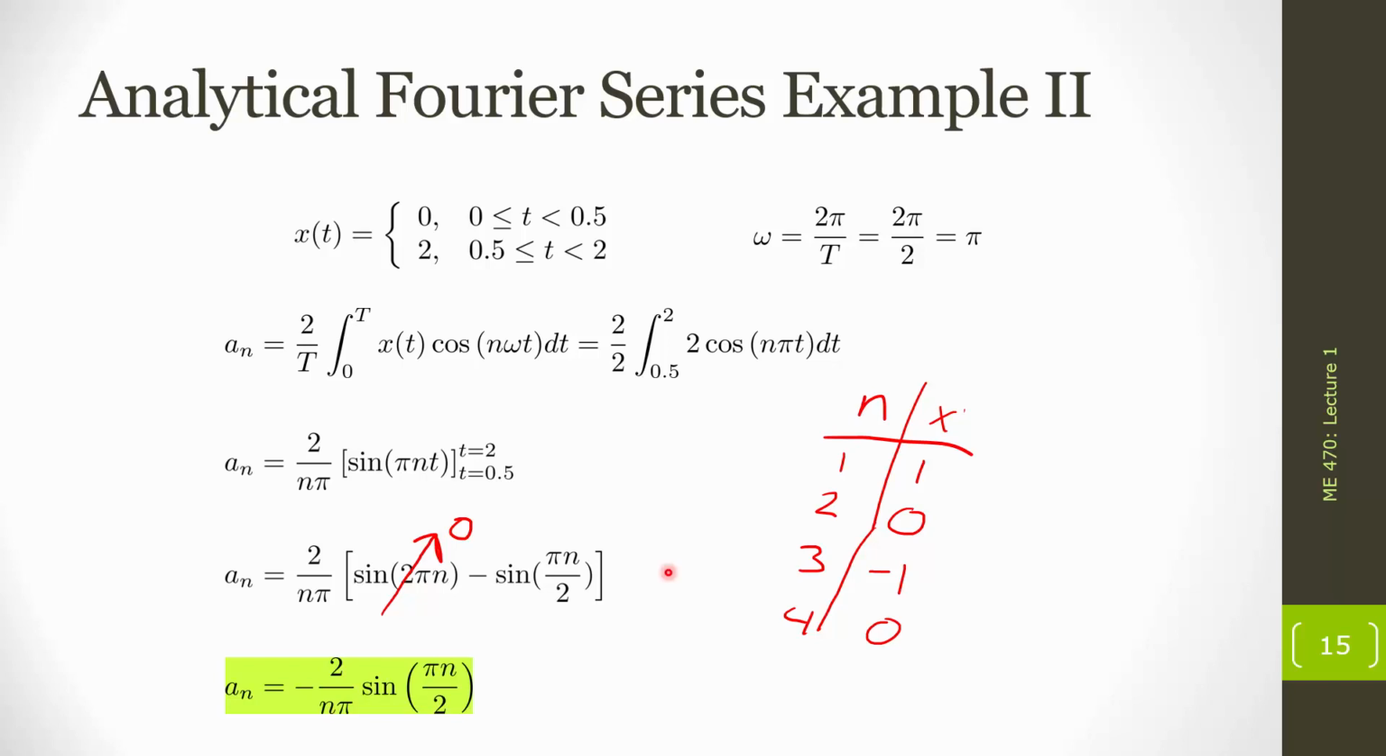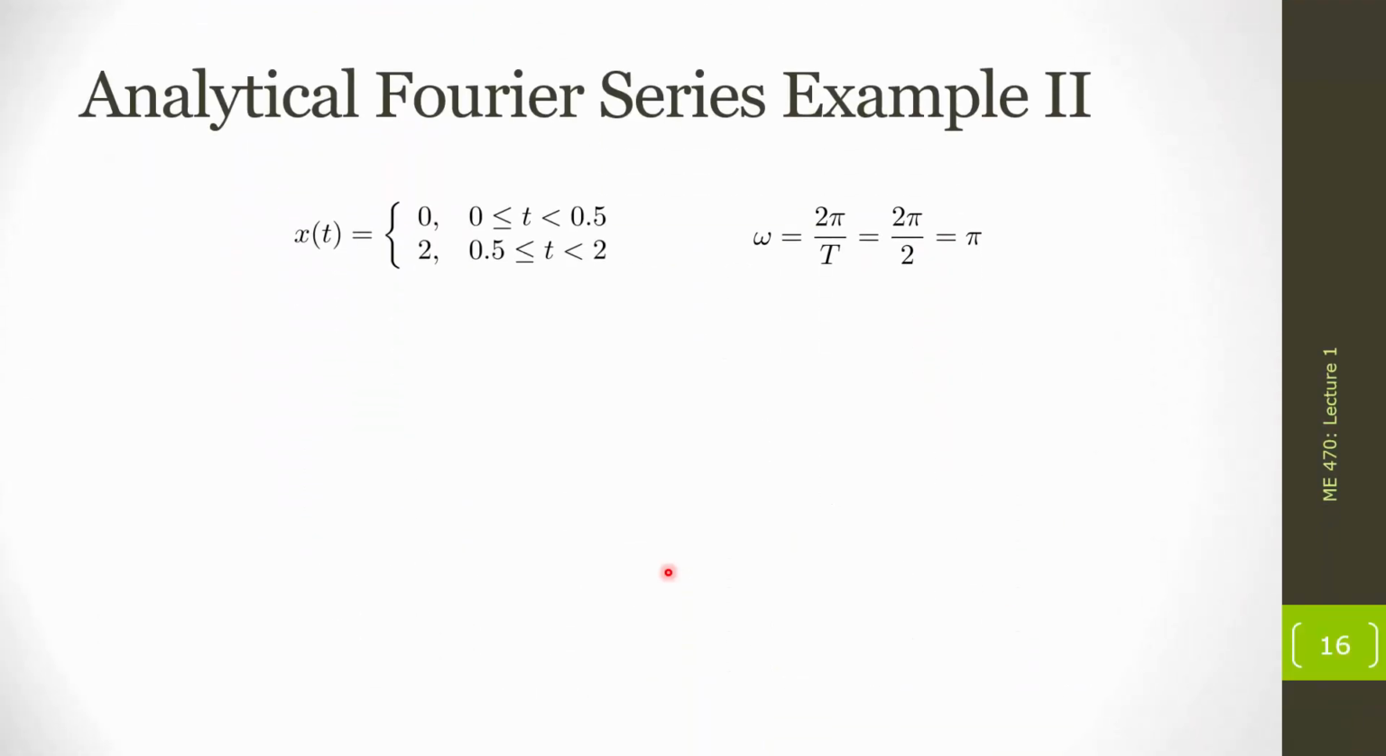All right, we have our an. In this case, it's not identically 0 like we saw in the first example. And we can move on to our bn terms. Again, the process is basically the same, but we're substituting a cosine with a sine. So that first step looks really exactly the same as what we had before.